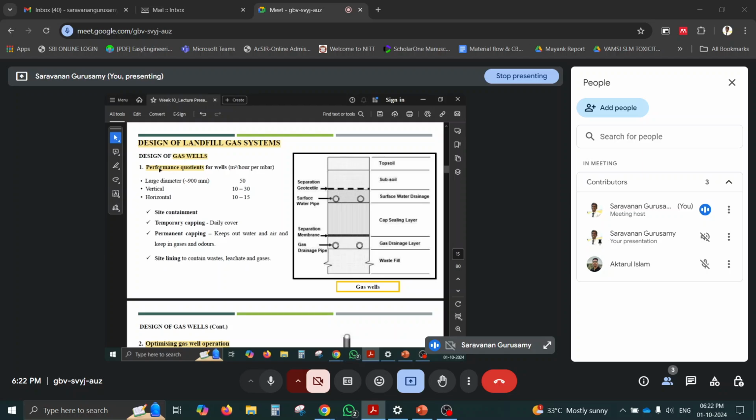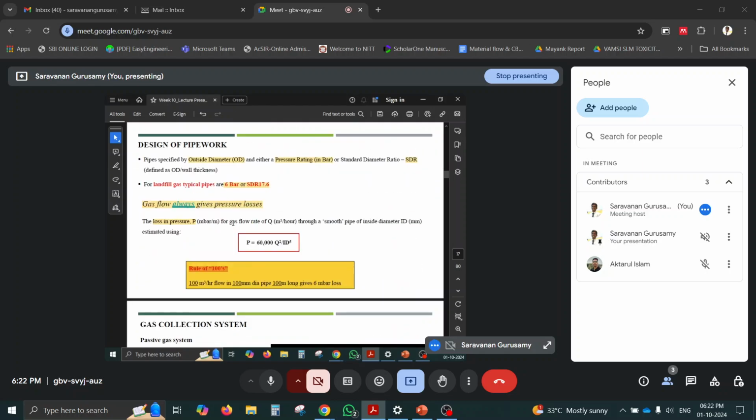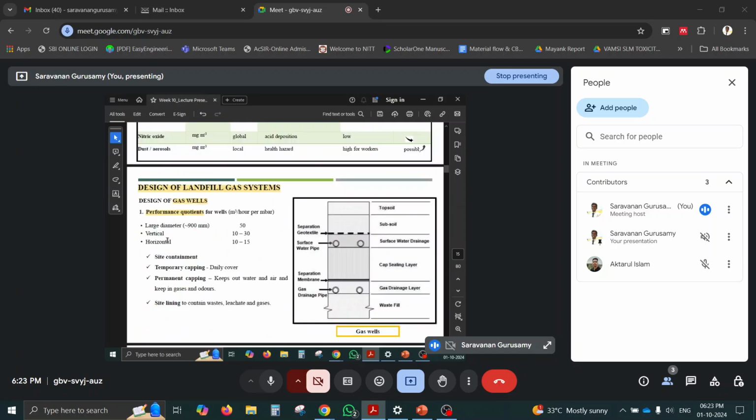Okay, so the design of gas well. It's based on the performance quotient for wells, that is meter cube per hour per millibar. So here we have a rule called 6 bar rule, that is called rule of hundreds. Whenever 100 meter cube per hour flow is there in a 100 millimeter dia pipe having a length of 100 meter, it will give a pressure loss of 6 millibar, that is called rule of hundreds. Everything is based on the length, diameter, and flow rate of the landfill gases.